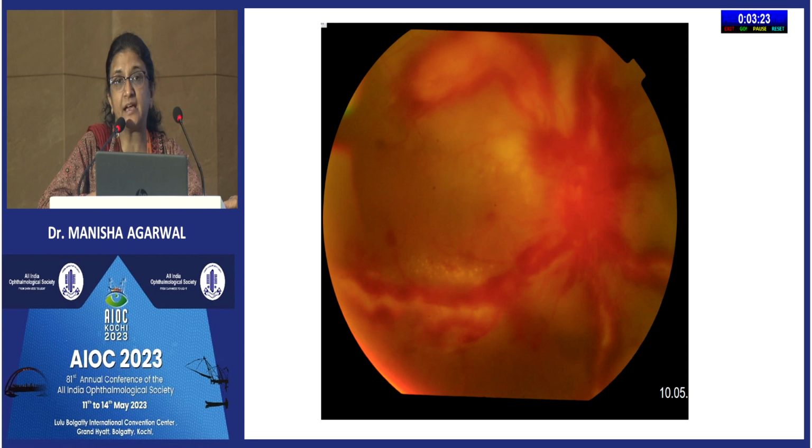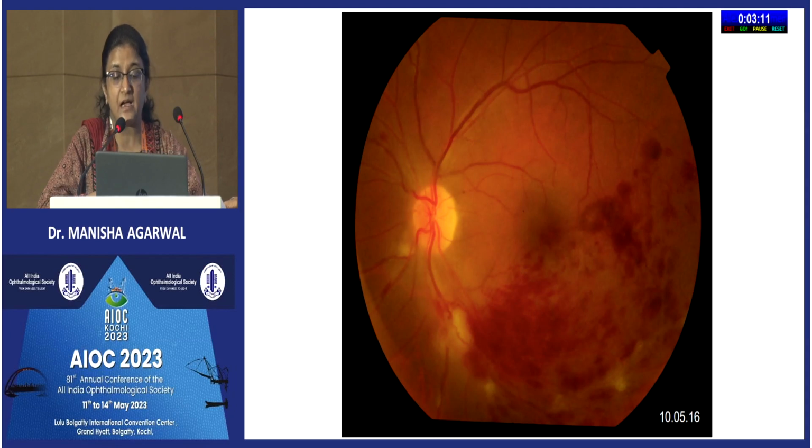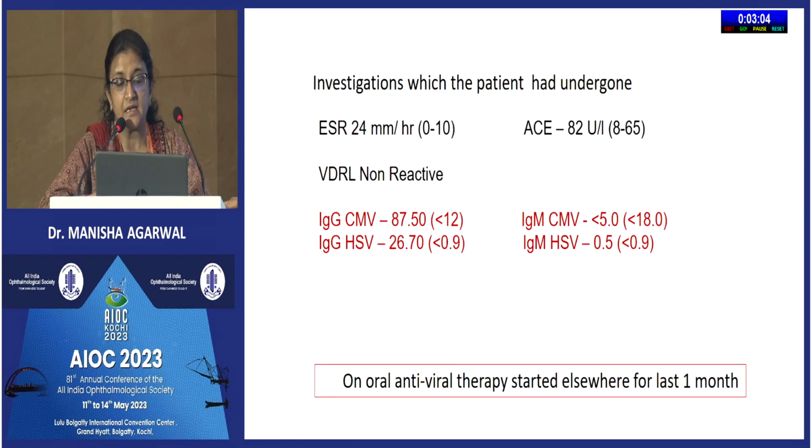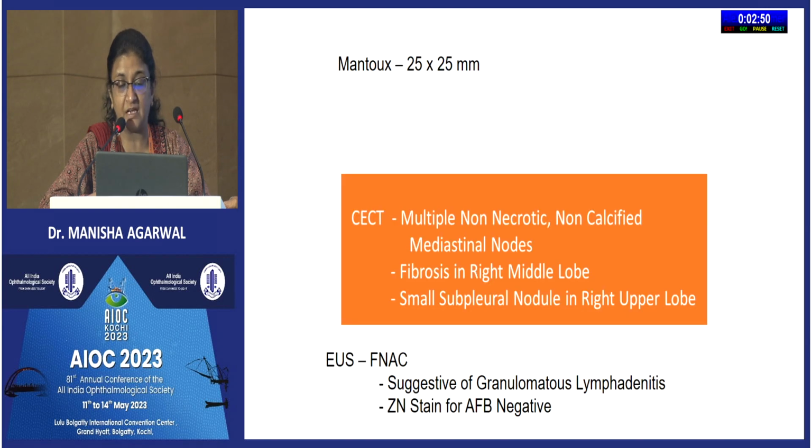Now, he had been seen elsewhere, and he had been diagnosed as frosted branch angiitis and started on antiviral therapy along with oral steroids. But the patient was really not responding. Again, the patient had an occlusive vasculitis in the left eye with macular edema. Now, the investigations which the patient was carrying with him were all the viral titers, because the ophthalmologist had very much diagnosed it as a viral pathology, and the patient was already on oral antiviral therapy for the last 1 month.